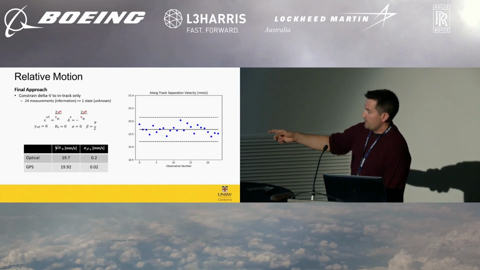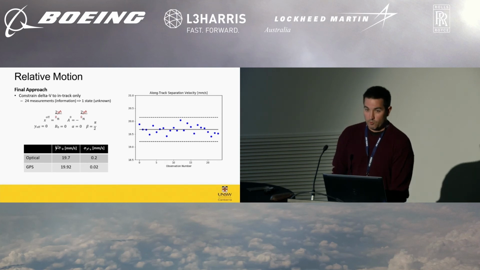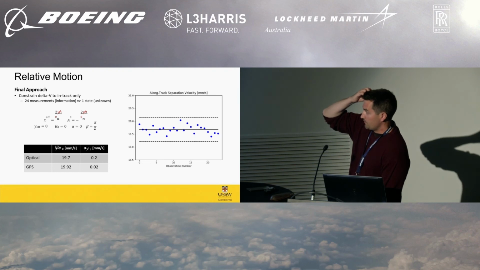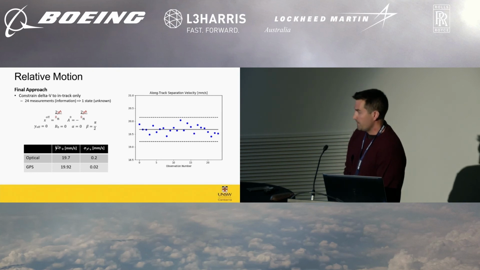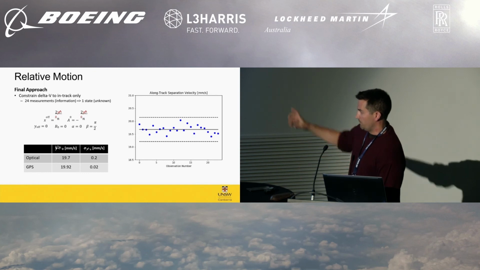For each of the 24 observations that we had, we're able to directly compute an equivalent change in velocity in that y direction at the separation time. And we've got a pretty nice plot. So this is just looking at the individual data points. The mean for this came out at 19.7 millimeters per second, standard deviation of 0.2 millimeters per second. So pretty good sort of spread on that.